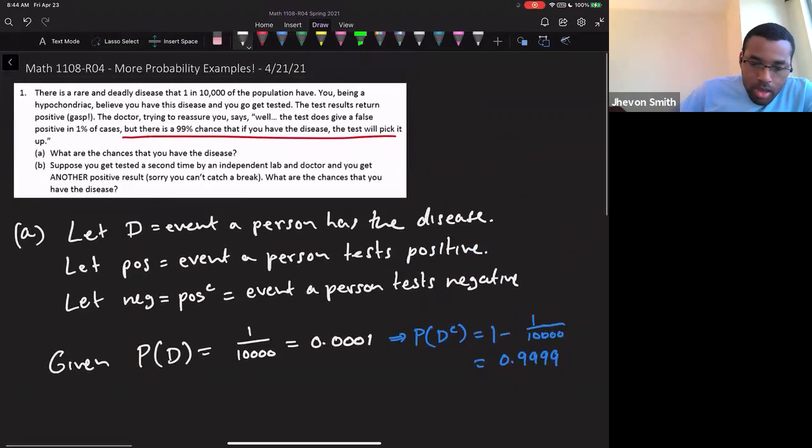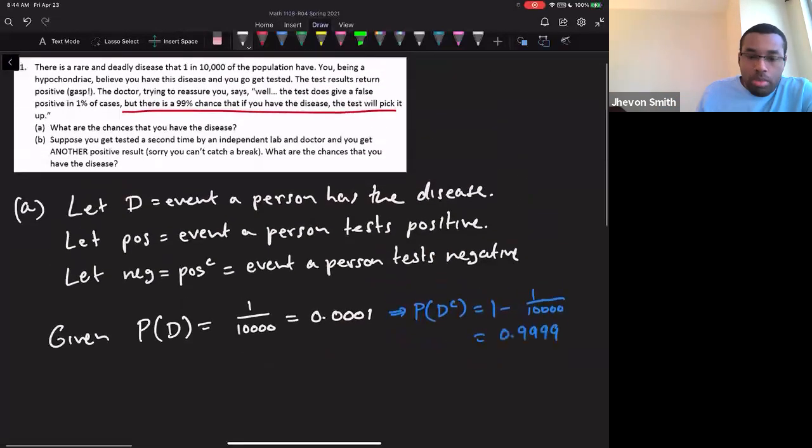What else do we know? We know that the test gives a false positive in 1% of cases. A false positive is when the test says you're positive, but it's wrong, right? So that's a false positive. So basically what that means, that's a conditional probability.